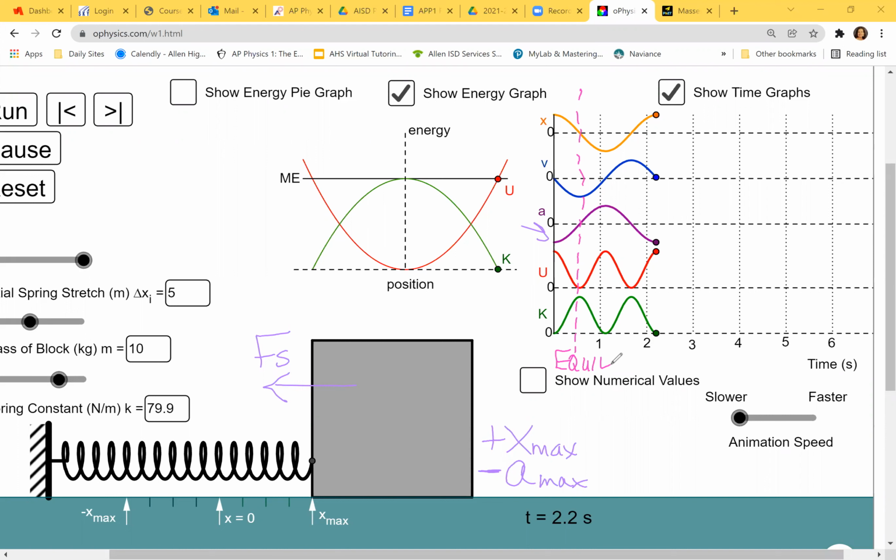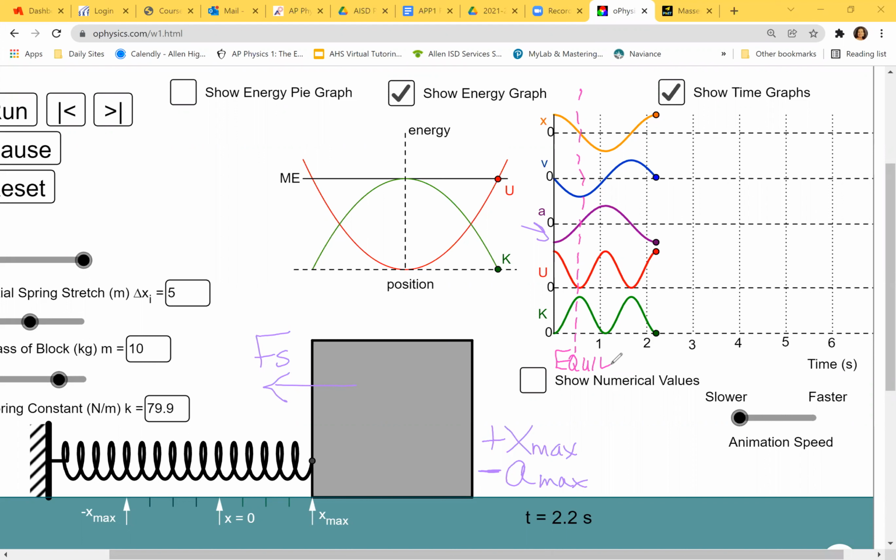It's scalar. 1/2 mv squared. Even if you said square the negative max speed, the negative is going to go away. But the first three, X, V, and A, those are all vectors, right? Old kinematics. But our energies, plural, both of them, are scalar. You either have it or you don't. Changes in energy can be negative, but the energy at any given point is always positive.